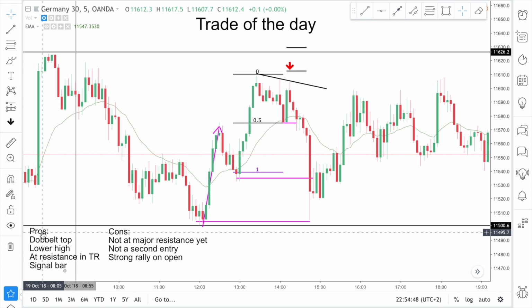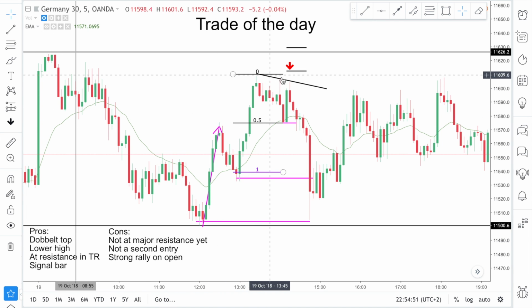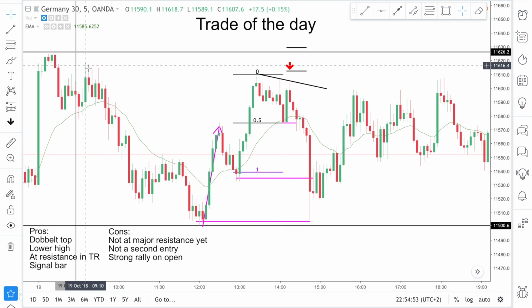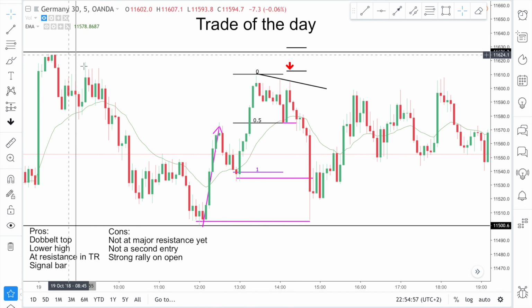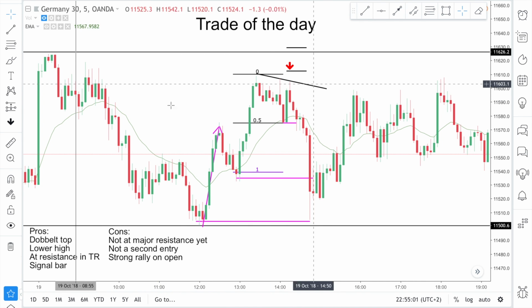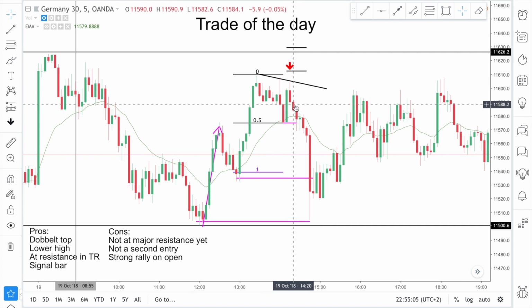Just a quick run over the pros. The double top here, and it was a lower high compared to that high right there. It's at a resistance area. It's in the top third of the trading range, and the signal bar was pretty sweet. Traded up first and down, closing near the lows right there.